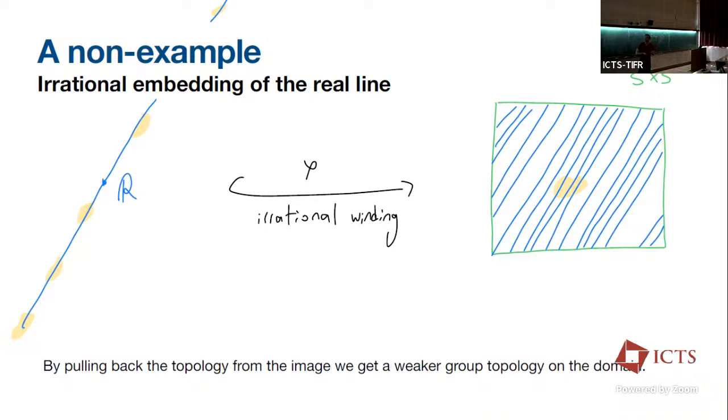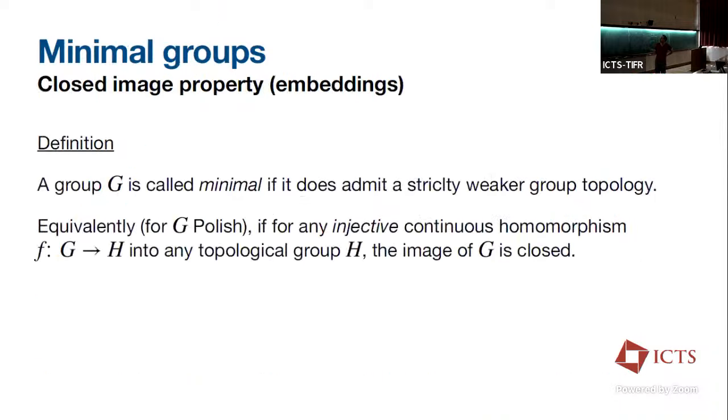And it's a weaker topology because, notice that any open set here is unbounded. So it's definitely not the same topology. It must be weak. Okay, so this is what's going on and motivating a bit more subtle property called minimal.